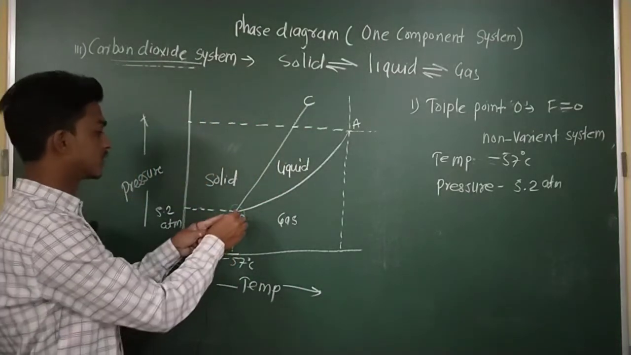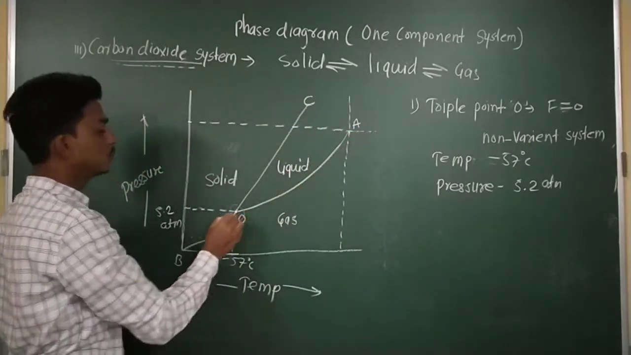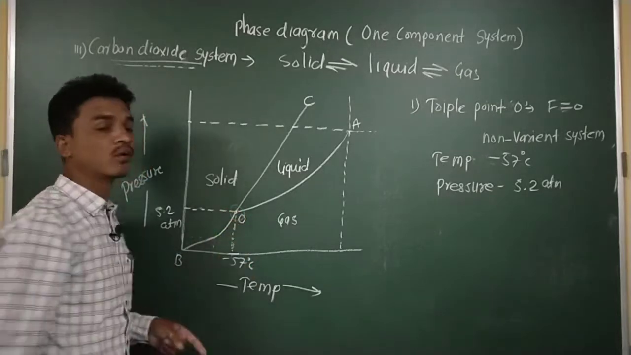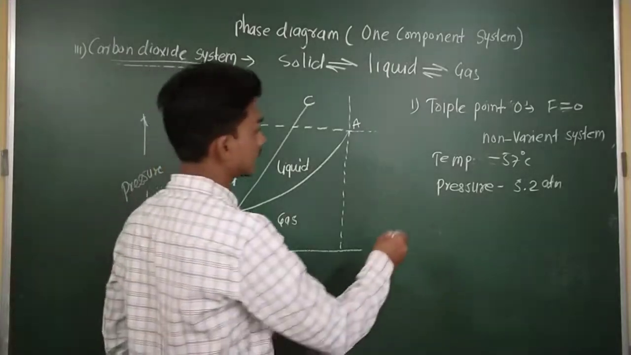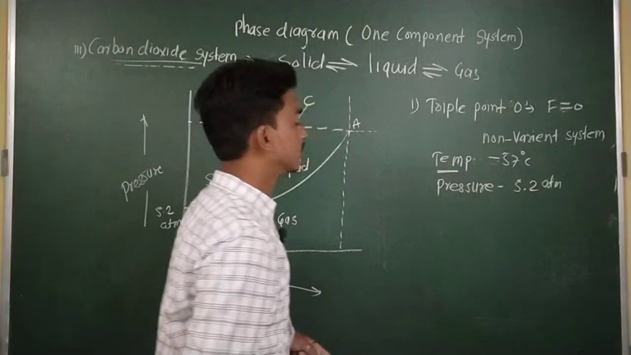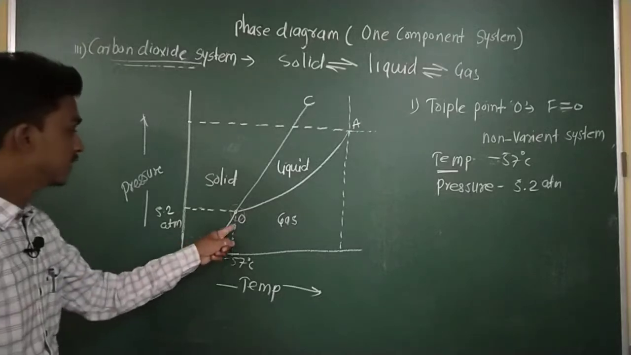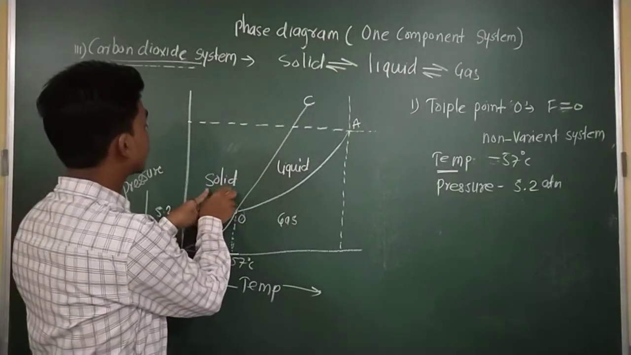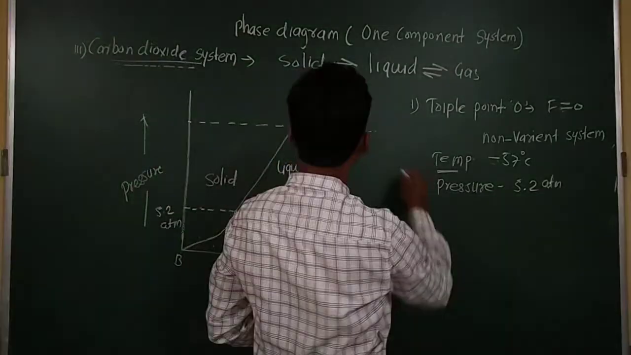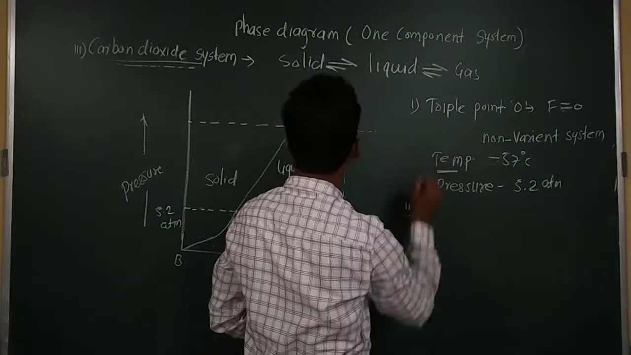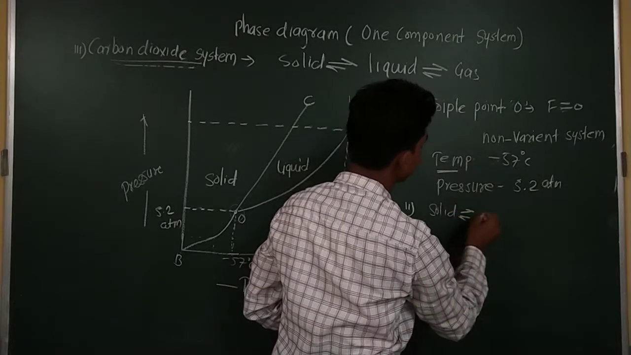That means for the triple point, the lines from C to O, A to O and B to O meet at the point O. What is the temperature at that point? Minus 57 degrees Celsius, and the pressure is 5.2 atmospheric pressure. At this point, the carbon dioxide molecule exists in the liquid state, solid state and gaseous state. At this point, the carbon dioxide molecule exists in the solid state in equilibrium with what?